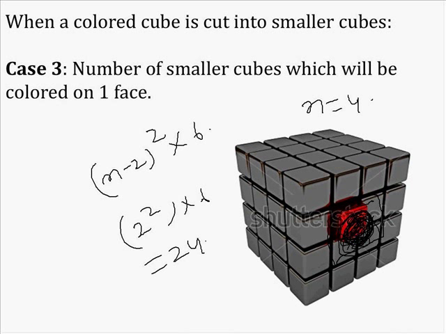If a cube is cut into 216 pieces, it will be 4 square into 6. Mayank, 12 into 5 minus 2, okay, n means the number on one edge, not the total number of cubes. For 125, it is 5 minus 2, not 125 minus 2. Okay?